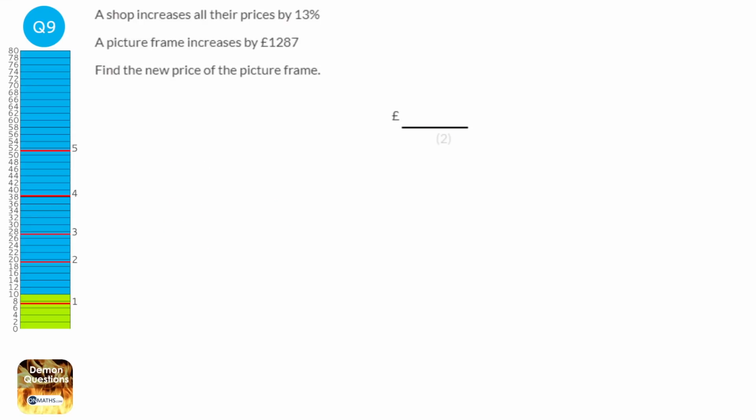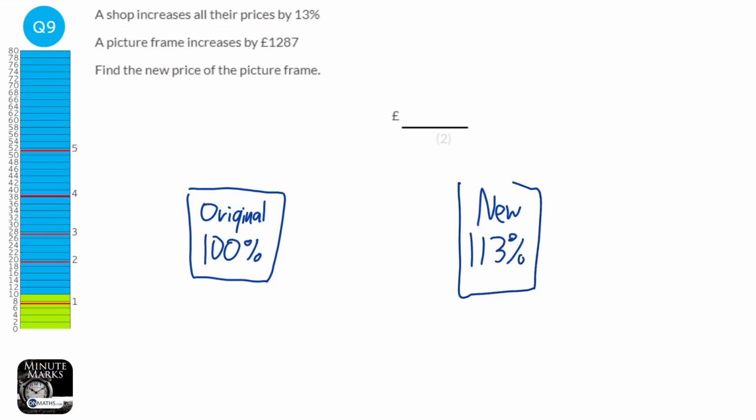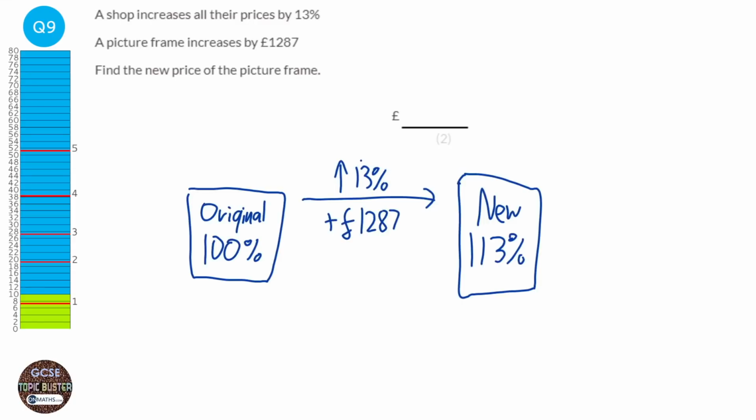So we have an original amount, and this represents 100% of the original amount. The new price, new amount, represents 113% because it has said that it has gone up by 13%. So it has increased by 13%. And as a value, that increase is £1,287. So it's 13% of the original. It's gone up 13% of the original price.